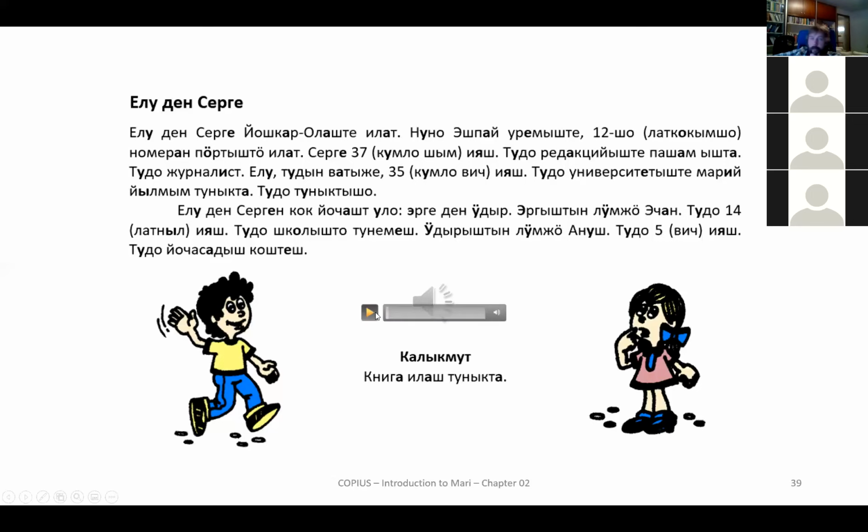Okay, so I'm going to let the native speaker read the sentence and then ask somebody from the audience to translate it.